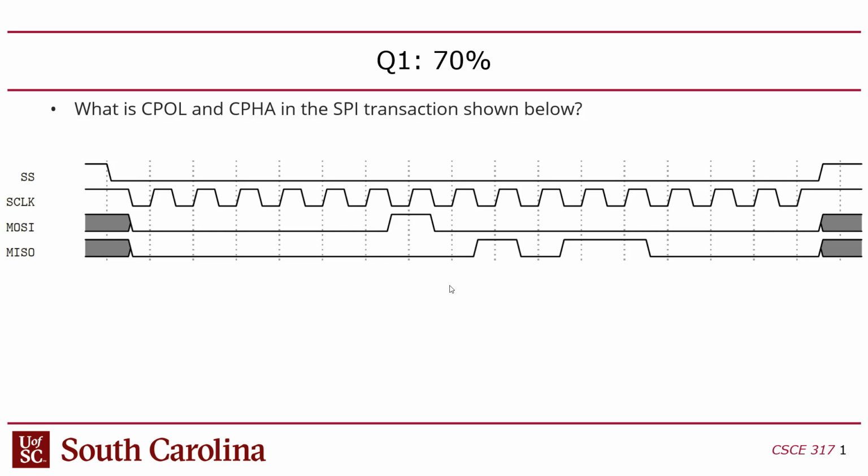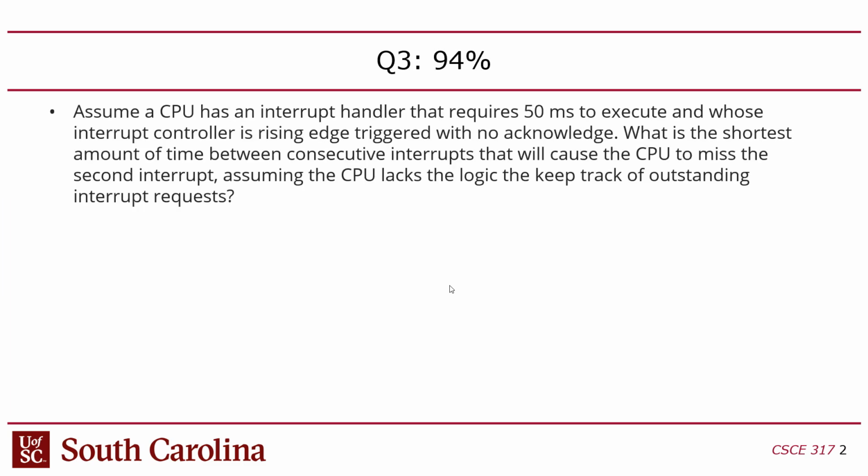The way I remember it is I look at the clock as compared to MOSI and MISO. And if MOSI and MISO have a head start by half a clock cycle, in other words, pushed to the left relative to the first edge of the clock, then CPHA is 0. So I think in this case they're both 1. I think that's right? Okay, question 3, 94% of you got this.